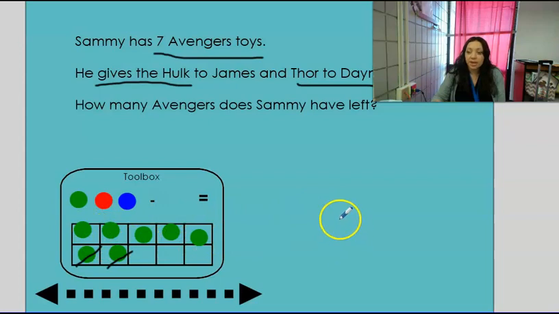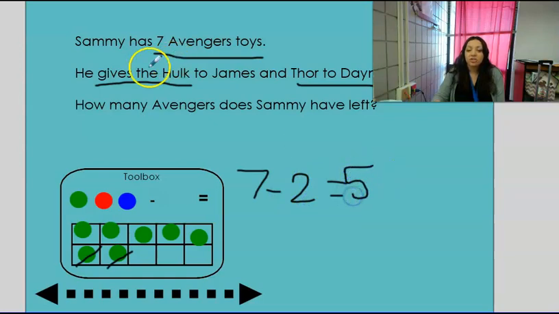So let's think about that as a number sentence. He started out with 7, and he gave 1 to James and 1 to Danya. So how many did he give away in all? He gave away 2. So I'm going to take away 2 from 7, and that means I'm left with 5. So the way they worded this, they tried to trick you, but it couldn't trick you guys.